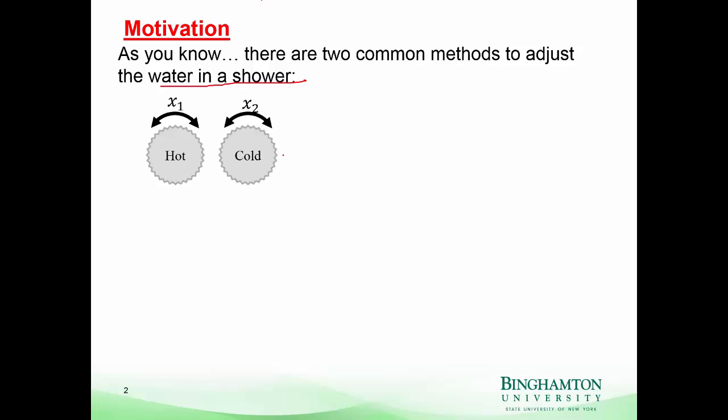You walk into the shower and there might be two knobs, a hot knob and a cold knob. And let's call X1 our setting for hot and X2 our setting for cold. And in this setting, maybe X1 and X2 are limited to be only positive numbers, but that's a small idiosyncrasy of this analogy, not what we're trying to do.